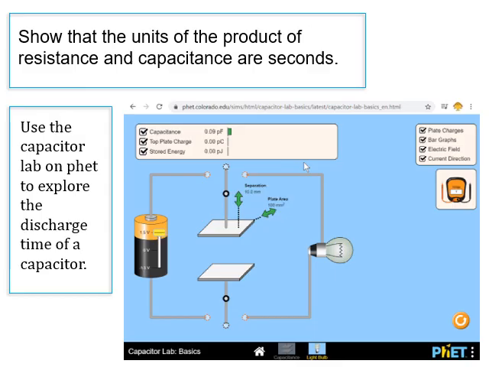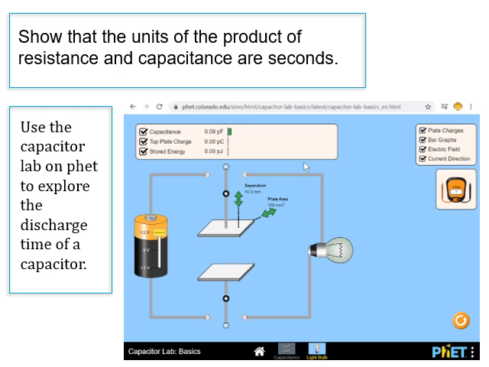To get you warmed up, and we're going to circle back around to this a little later on, I'd like you to try as a little homework project to show that the units of the product of resistance and capacitance are seconds. So when you multiply an ohm and a farad, you get seconds for your result. That's going to be important, and we're going to come back to that.